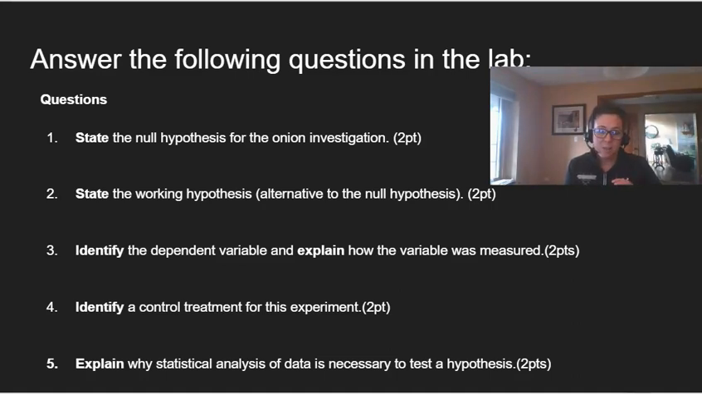What we did not have, remember, I'm only showing you the treatment group. What would happen to the control onions? So tell me about that control treatment. And then explain to me why statistical analysis of our data is going to be necessary to test our hypothesis. Thanks, guys. Please answer these 5 questions, and once that's done, you'll be ready for video 2.